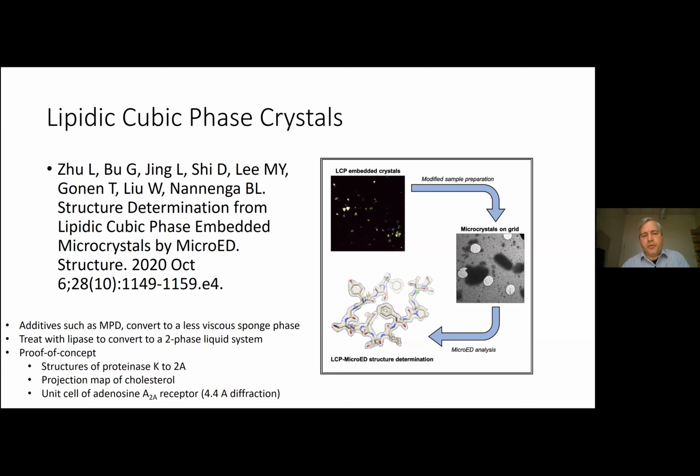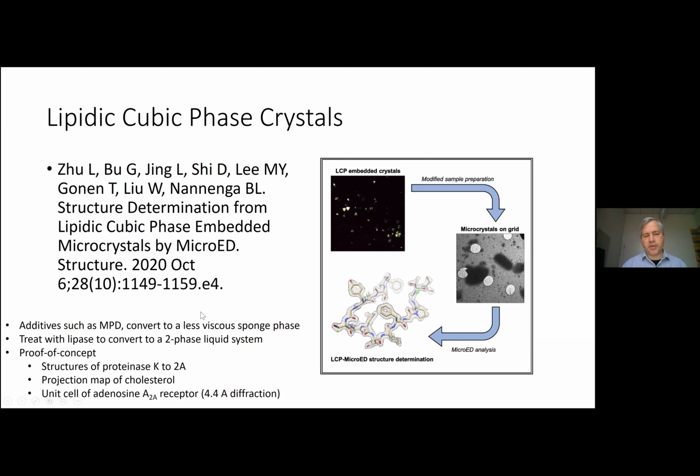So what they did was they tried adding additives. They either added things like MPD, which converts it to a less viscous sponge phase. I guess it just changes the matrix of it so that it's slightly less viscous without damaging things. Or they treated it with a lipase to break up some of the lipids and convert it to what they call a two-phase liquid system.